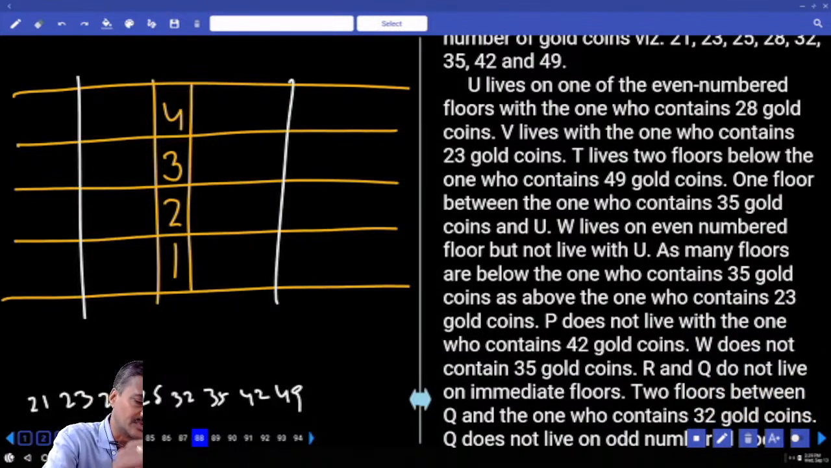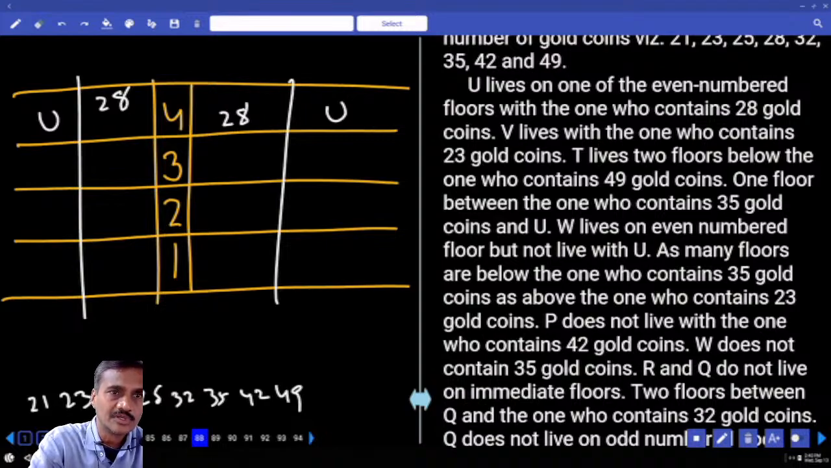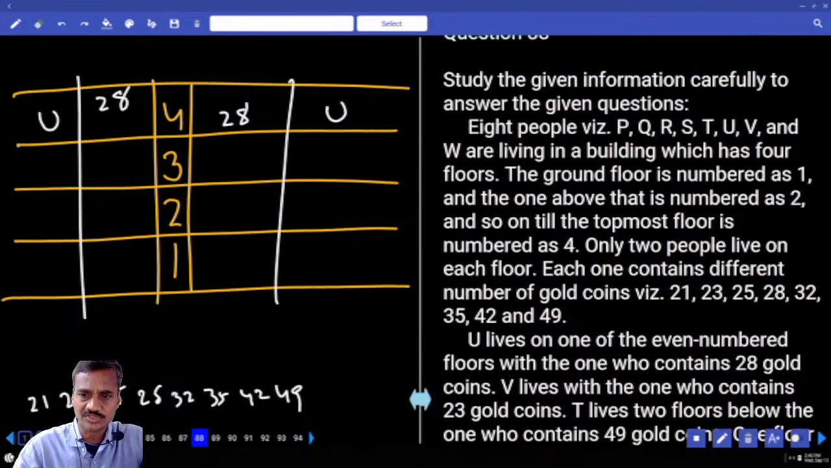Let us start with this one, U here. Then U on the 4th floor if you take. And U lives along with the one who has 28. This is the first point. Now if these two are invalid, then we can directly start with U on the second floor. U and 28. And U lives on one of the even number floors with 28.